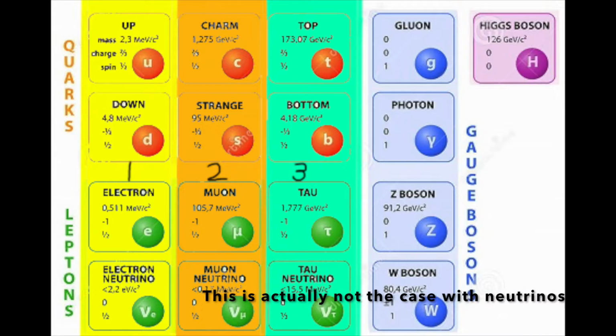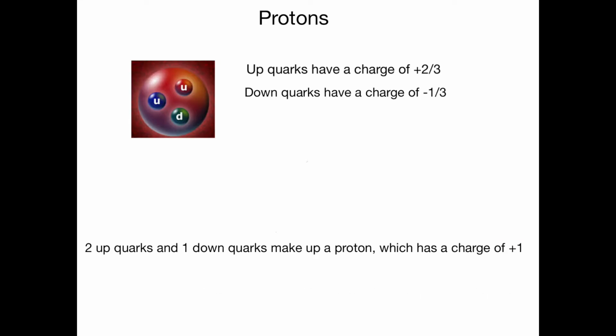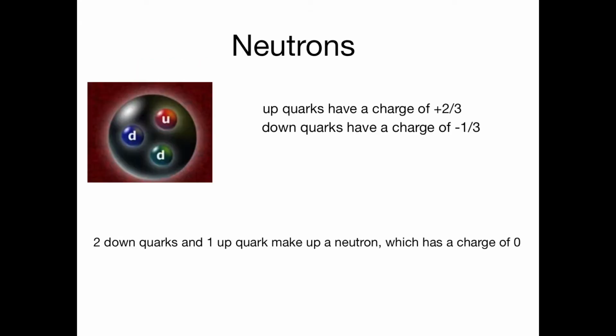A proton has a charge of +1. Up quarks have a charge of +2/3, and down quarks have a charge of -1/3. So a proton is made up of 2 ups and 1 down, because 2/3 + 2/3 - 1/3 is 1. Neutrons have a charge of 0. They're made of 1 up and 2 downs. 2/3 - 1/3 - 1/3 is 0.